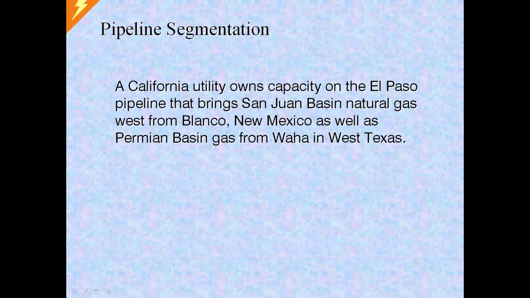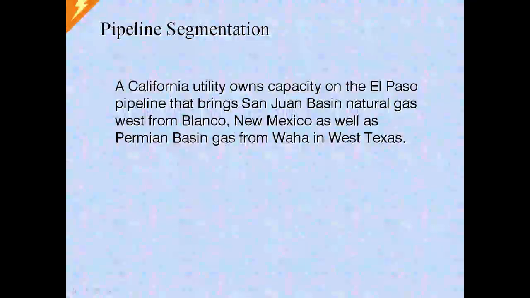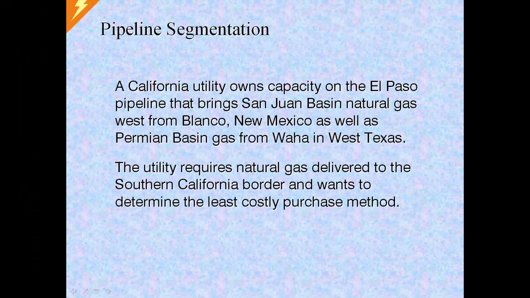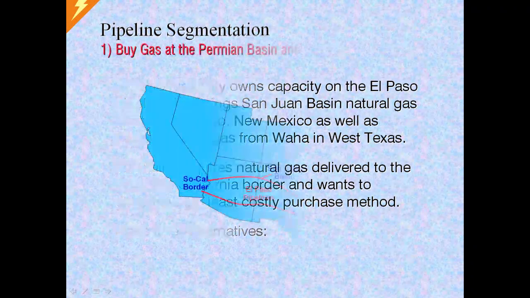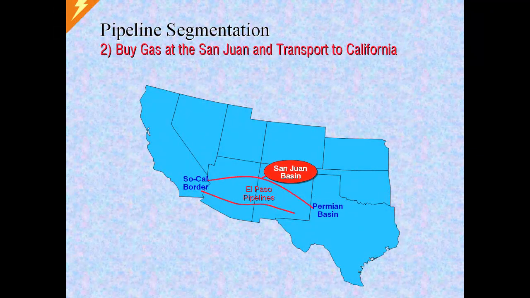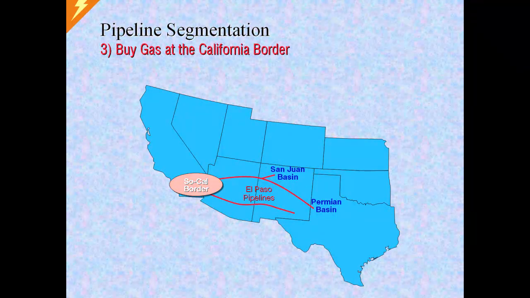A utility in California owns capacity on the El Paso pipeline, which moves gas to Southern California from West Texas and New Mexico. It is looking for the lowest cost method for buying gas to be delivered to the Southern California border with Arizona. It has three alternatives. 1. Buy Permian Basin gas in Waha, West Texas, and transport it to the SoCal border. 2. Buy San Juan gas in Blanco, New Mexico, and transport it to the SoCal border. And 3. Simply buy gas taking title at the SoCal border.